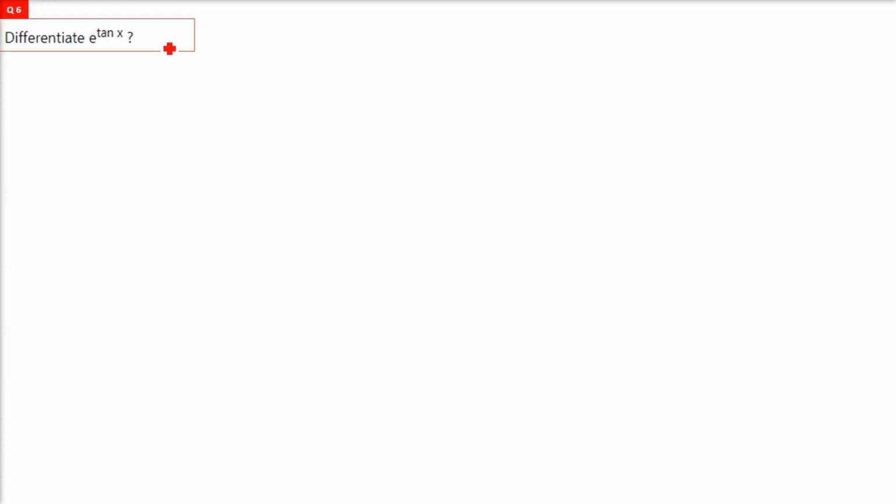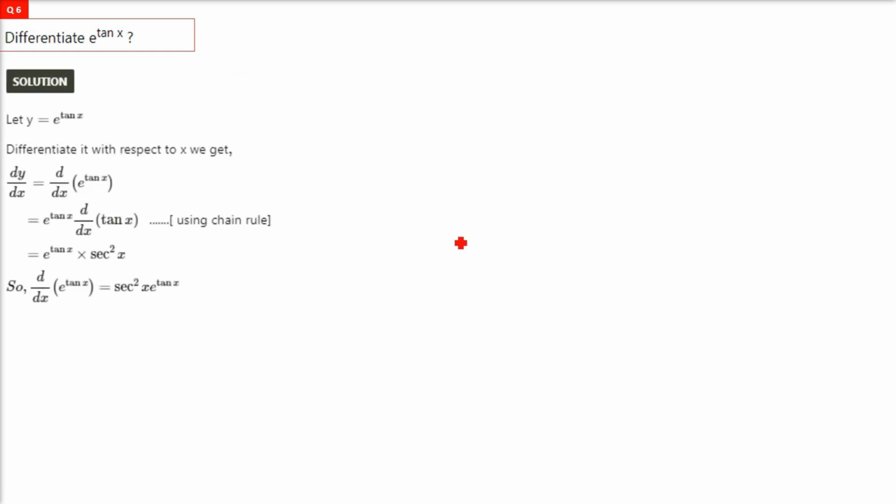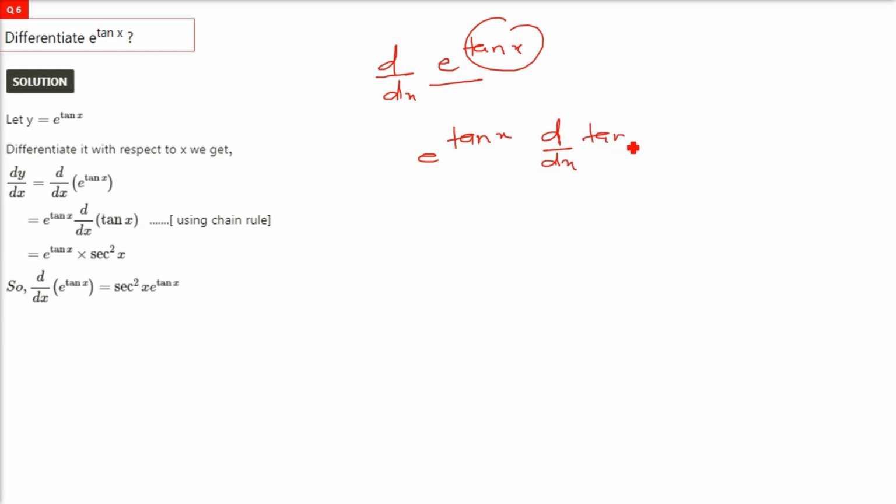Differentiate e to the power 10x. Same thing, because e to the power something, differentiation will be the same, nothing will change. So d by dx of e to the power 10x, e to the power theta, whatever you call, is the same thing, e to the power 10x. Then you have to differentiate 10x. d by dx of tan 10x is sec square 10x. So it is going to be sec square x and e to the power 10x.